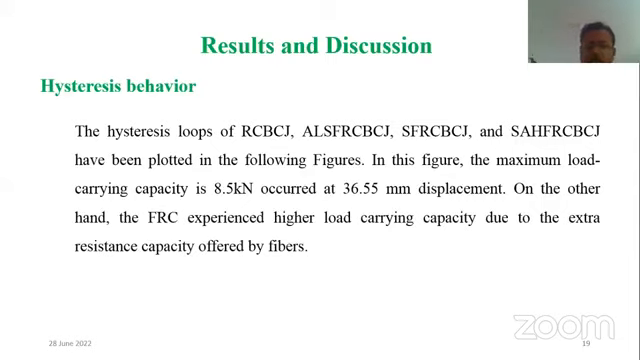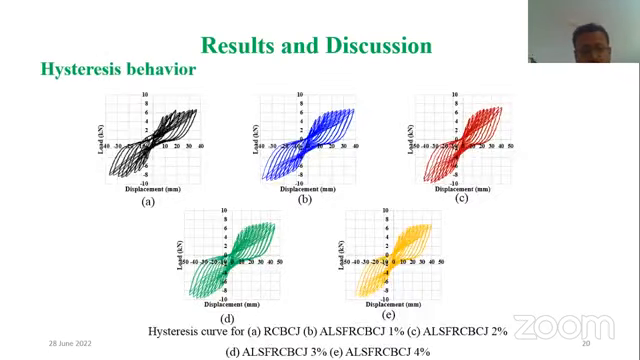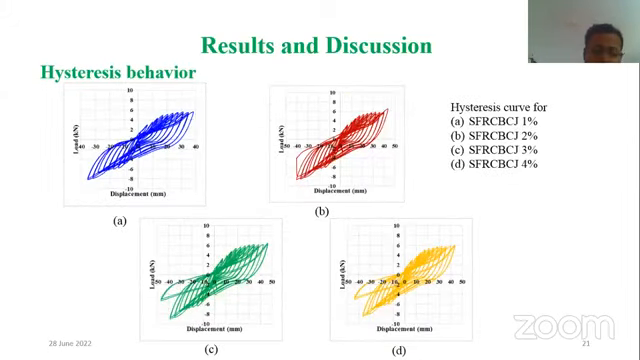The maximum load carrying capacity is 8.5 kilonewton, which occurred at 36.55 mm displacement. On the other hand, we can see that the fiber reinforced concrete experiences higher load carrying capacity due to the extra resistance offered by the fiber compared to the simple reinforced concrete beam column joint without fiber. Okay, these are the hysteretic behaviors of the specimens.